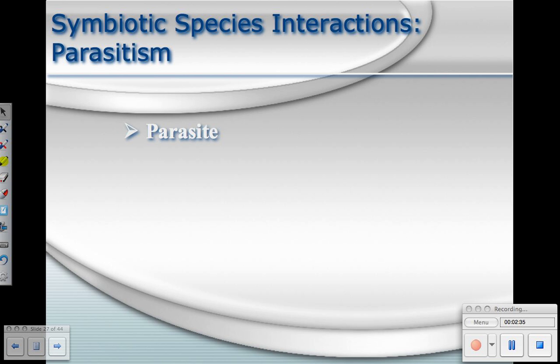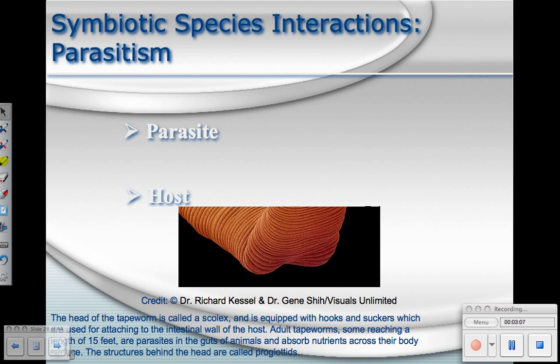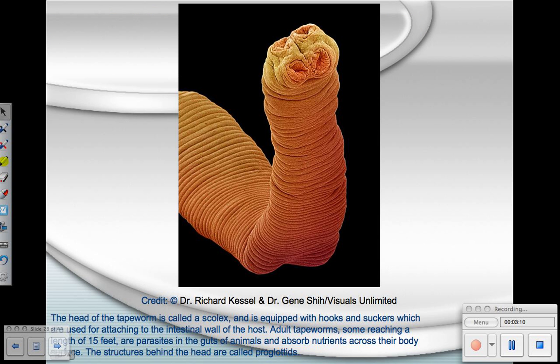Another species interaction would be parasitism, and this is where you have a parasite and a host, the parasite being smaller than the host and basically hitching a ride or getting food through another organism. And they do play a role in controlling population size. So if a population gets too large, often parasites will limit the overpopulation of a population.